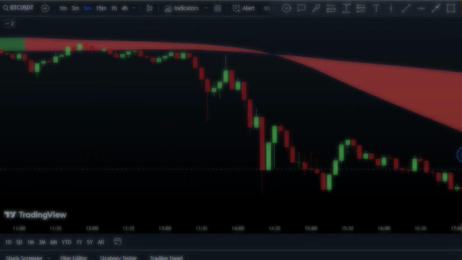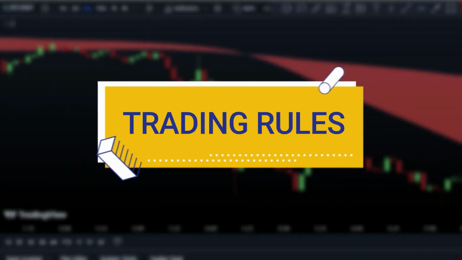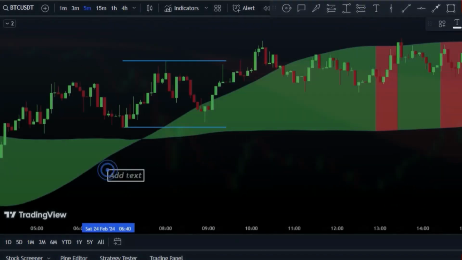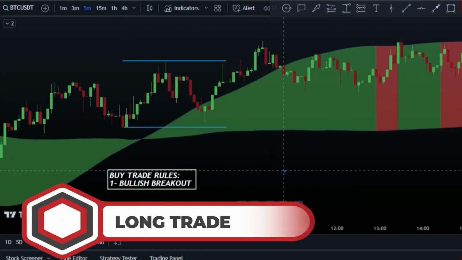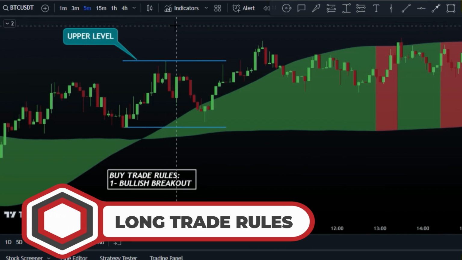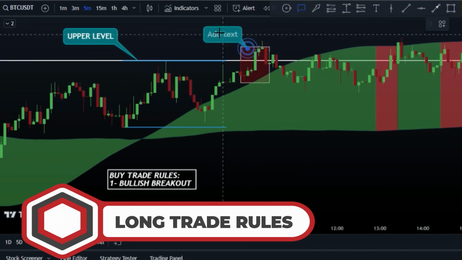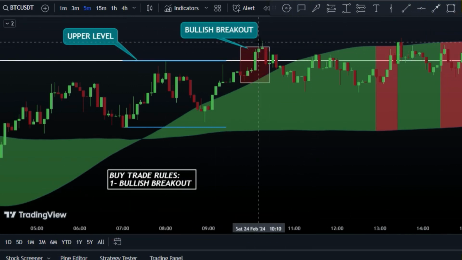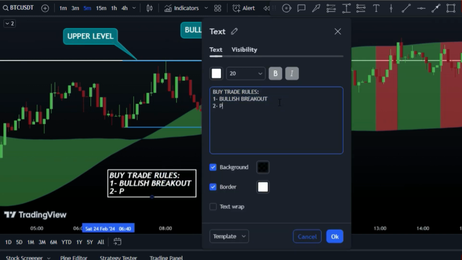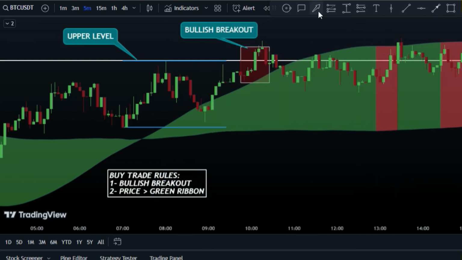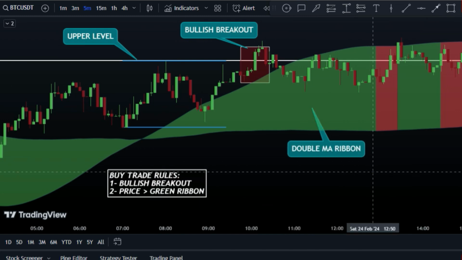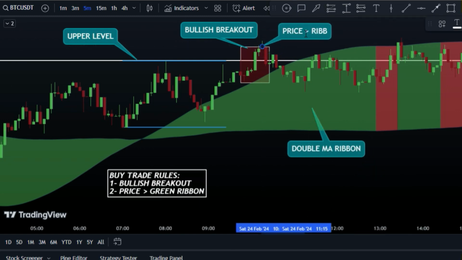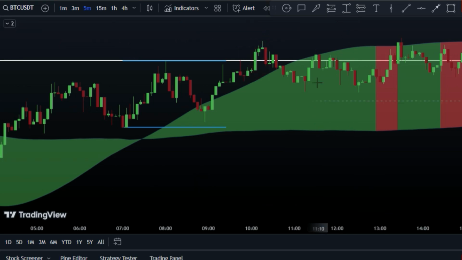Now, let's walk through the process of entering a long trade using our strategy. First, we'll keep an eye out for a bullish breakout from the pre-market levels. This is our signal that the market might be heading upward. And to confirm this, we'll wait for the signal candle to close above the green NSDT double MA shading ribbon. Once these two conditions are met, you can go ahead and enter the long trade with confidence.